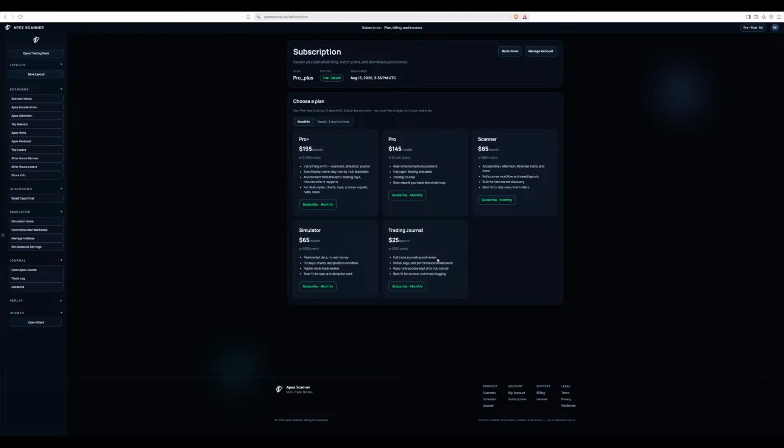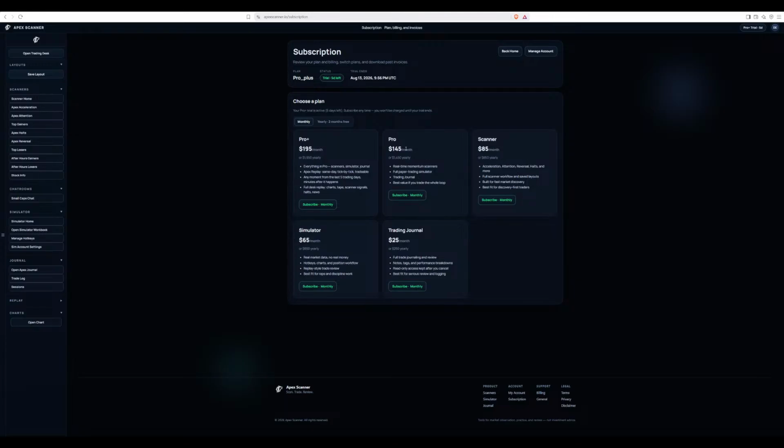You get your trading journal, which is a regular journal that captures your live simulator trades and your live replay trades. Also, you can upload your trades from the broker. And then you have your scanner. The scanner has all those panels with the acceleration, attention, reversals, halts, the top losers, the top gainers, the after-hours gainers, and the pre-market gainers. All those panels are within the scanner.